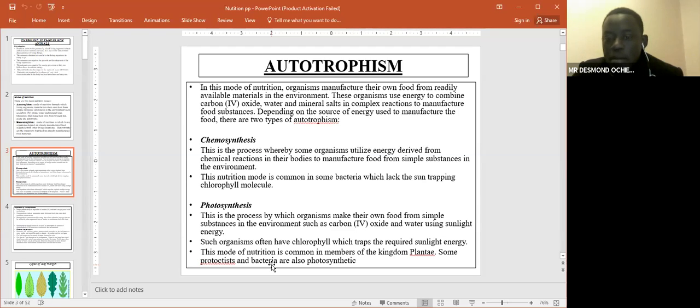Apart from members of the kingdom Plantae, we also have other organisms that have the ability to photosynthesize, and they include some protoctists and some bacteria. So it is not only the plants that photosynthesize, but we also have other protoctists and other bacteria which can also photosynthesize.